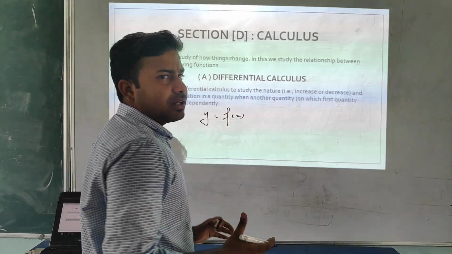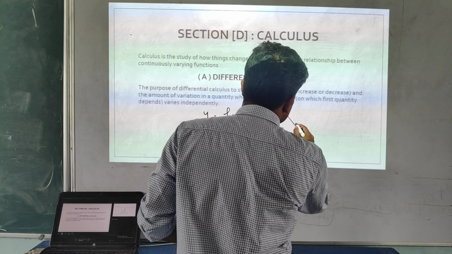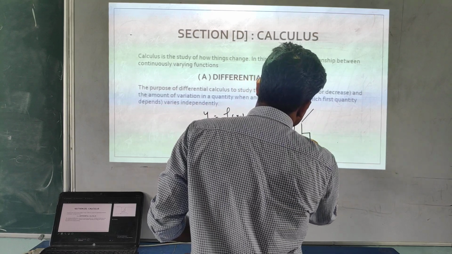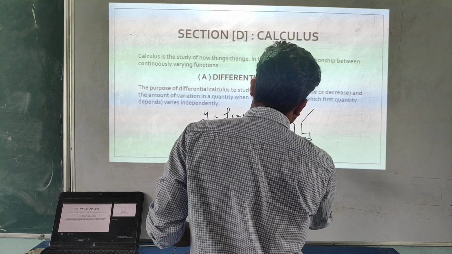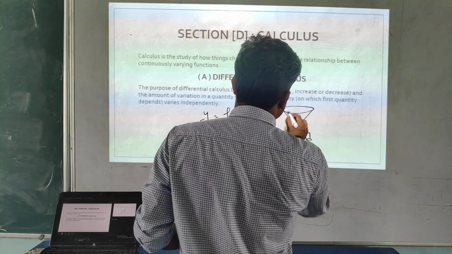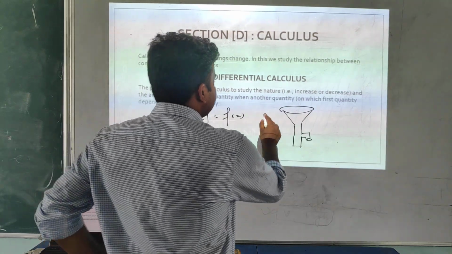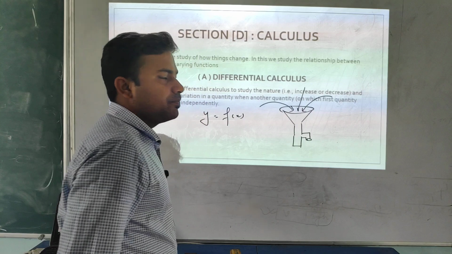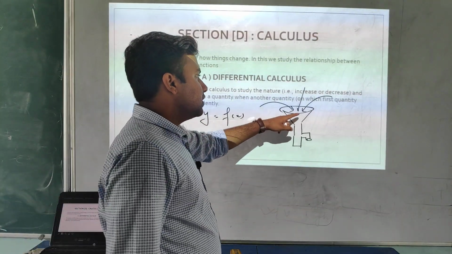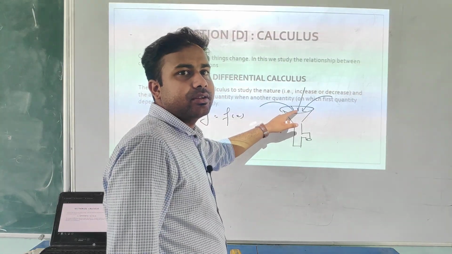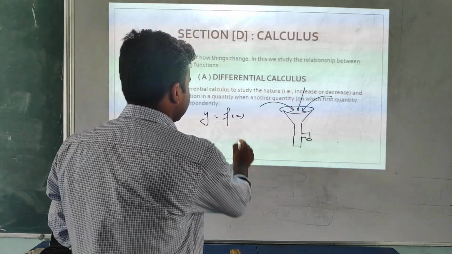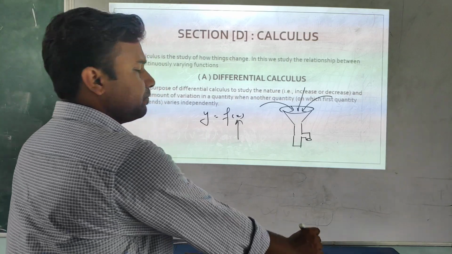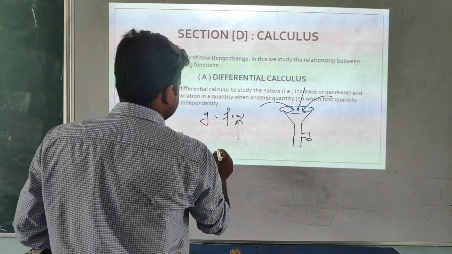Now a function is like a machine. Look, I am assuming here it's a biscuit manufacturing machine, I am taking an example. So this is the function. Now if you put the raw materials into this machine, this is called the domain. The input whatever you are giving, here the input is x, and this is the independent variable.